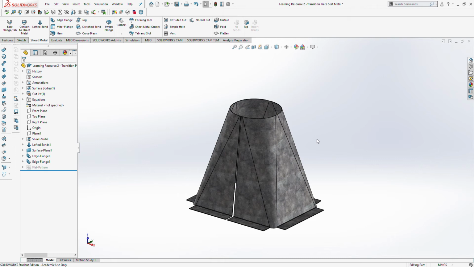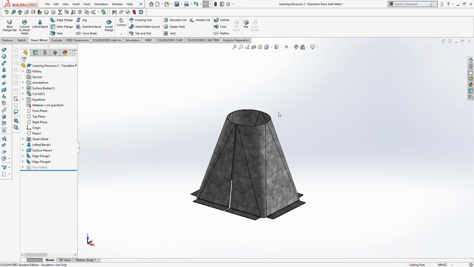That's an important factor of students conceptualizing the principles behind transition pieces, as the triangulation method is a big part of that. Getting them to understand and visualize that concept is important for them in understanding this topic.